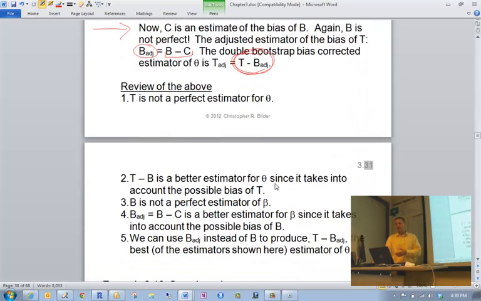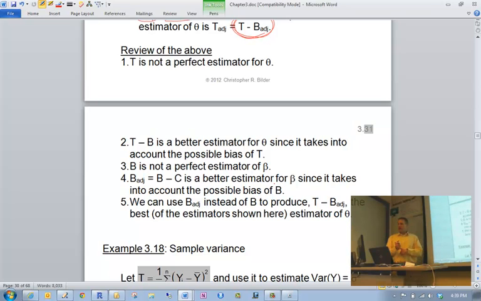So, another review. T is not a perfect estimator for theta. T minus beta, generally speaking, is a better estimator for theta, because it takes into account the possible bias of T. Of course, B is not a perfect estimator of beta. So, how about we take B adjust, which is B minus C, as a better estimator for beta, since it takes into account the possible bias of B. Then we use B adjust instead of B to produce our actual statistic of interest, T minus B adjust. This should be better.